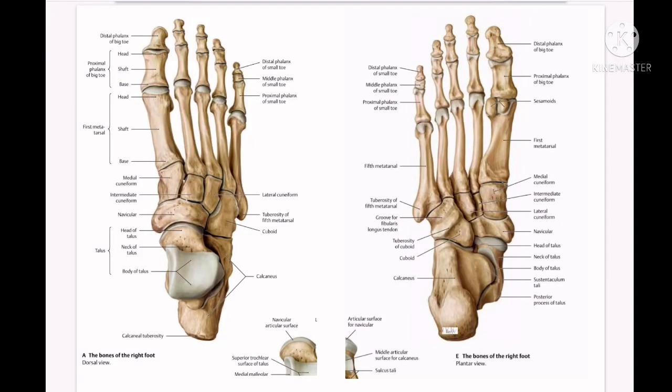My dear students, a very warm welcome to you all in this session of anatomy where we are going to discuss the skeleton of the foot. The skeleton of the foot can be viewed from different perspectives. Here we are showing you the dorsal view and the plantar view. To the left is the dorsal view, to the right it is the plantar view.